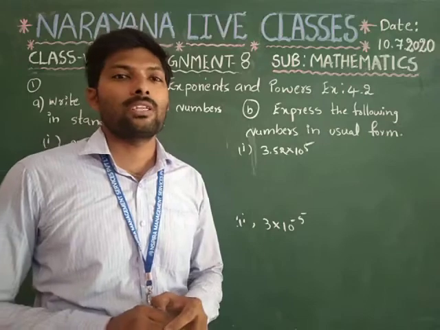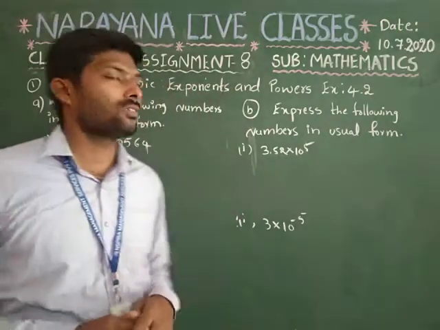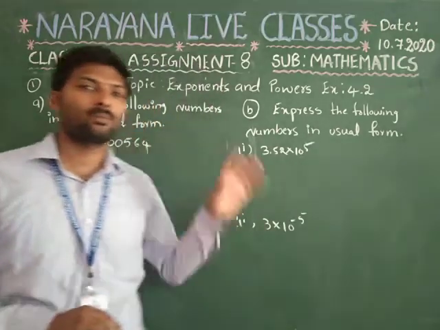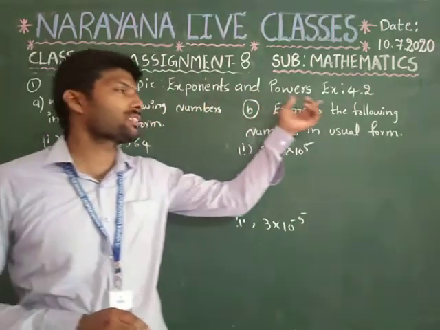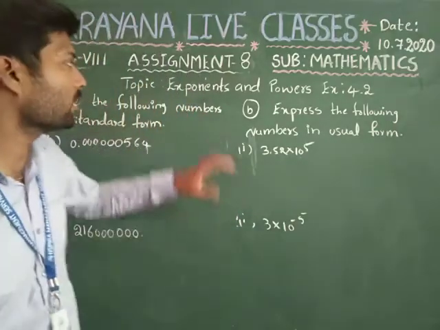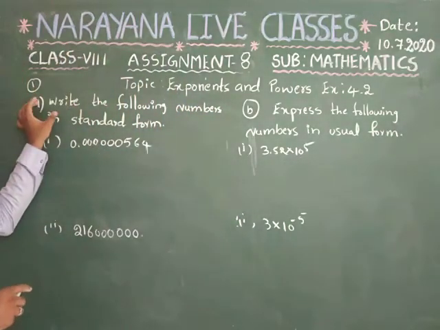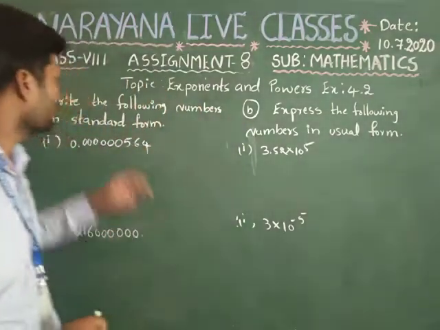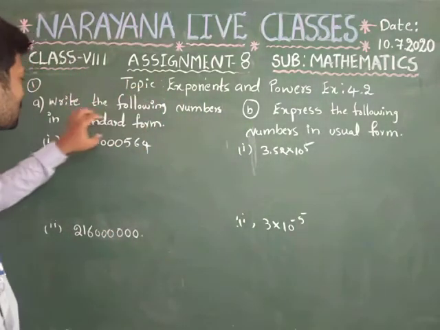Today I am going to explain assignment 8, dated 10th July 2020. The topic is exponents and powers from exercise 4.2. Today we have to discuss a few assignment questions. The first question has two sub-questions, A as well as B. In this, write the following numbers in standard form.